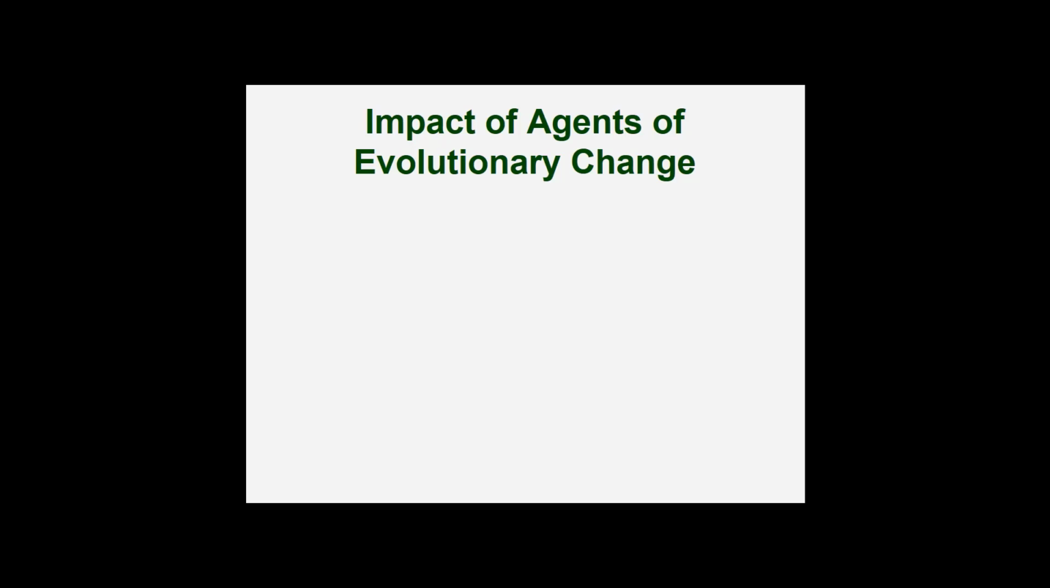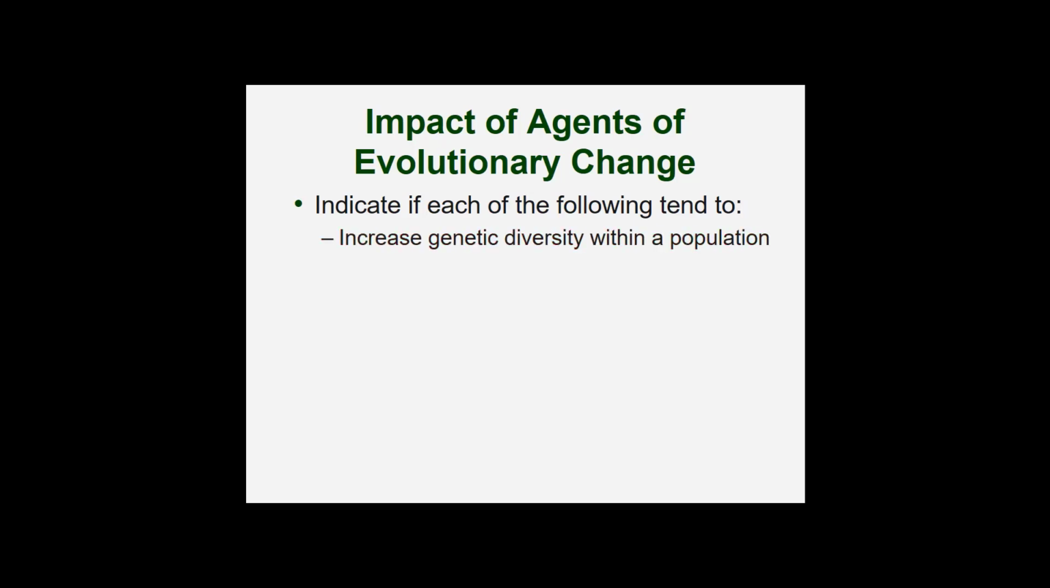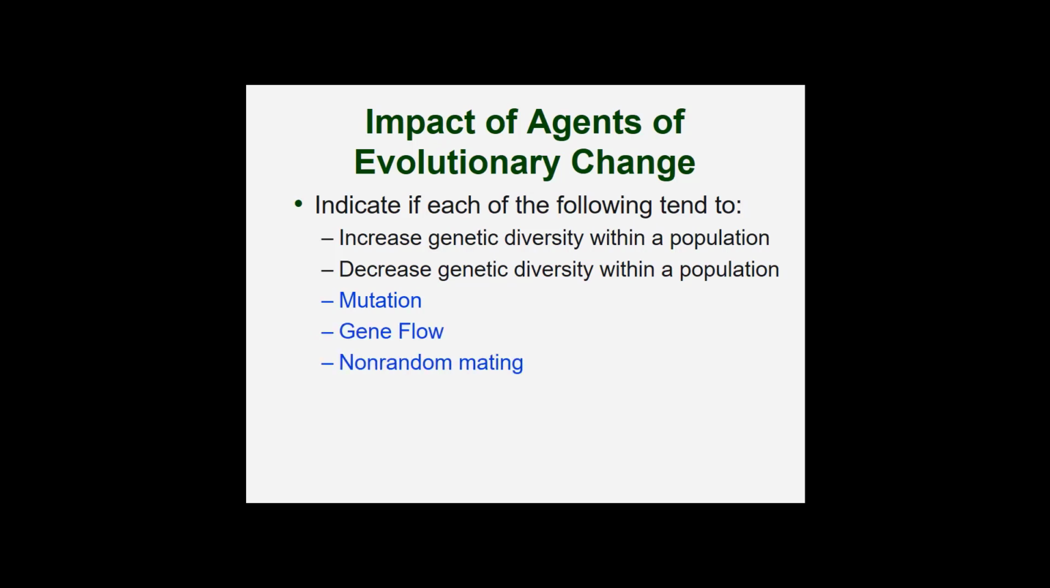Now, when we look at these 5 agents of evolutionary change, what I would like you to do is to think about what impact they have on populations. So take a few moments here and think about how each of these agents of evolutionary change would affect the genetic diversity within a population. So would they tend to increase the genetic diversity within a population or decrease genetic diversity within a population? So do take some time to think about that, certainly before our upcoming test.